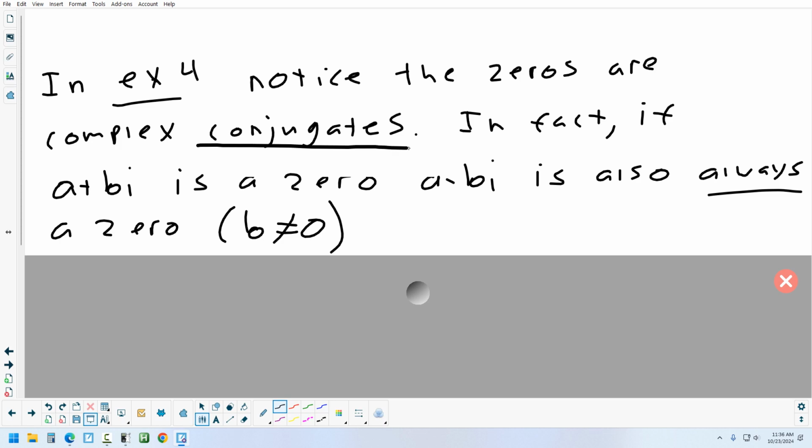So if you know 3 plus i is a root in your problem, then 3 minus i is automatically a root. So imaginary roots always occur in pairs, and the pairs are conjugates. So if a plus bi is a root, a minus bi is a root, as long as b isn't 0, because if b is 0, you wipe out the i part completely, and then what I just said doesn't make sense.